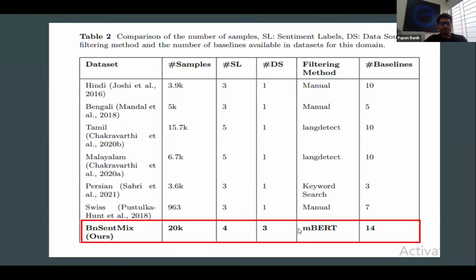In this dataset, my dataset has 4 class labels. The data sources are 3: I collected data from Facebook, Twitter, and Instagram. Here is some basic information about my dataset, and I described some of the relevant datasets that I studied for this research.